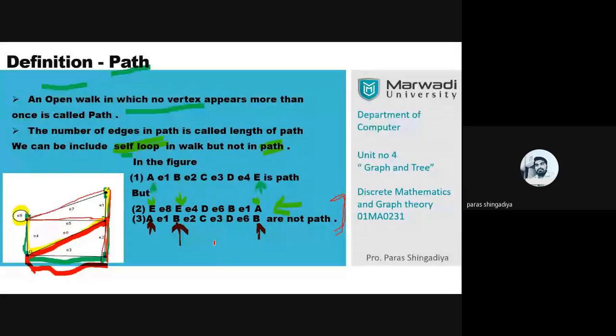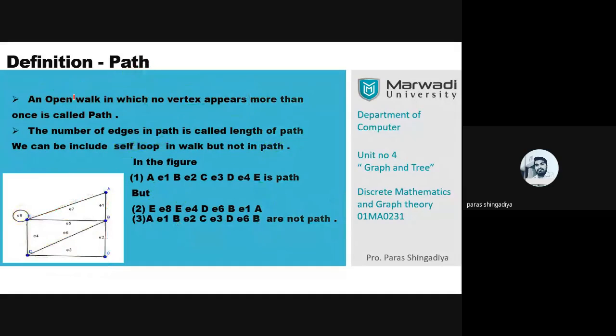Clear? Why? Because in the definition it says that no vertex is repeated in an open walk. Such a type of walk is known as a path. Clear? So it is simple.